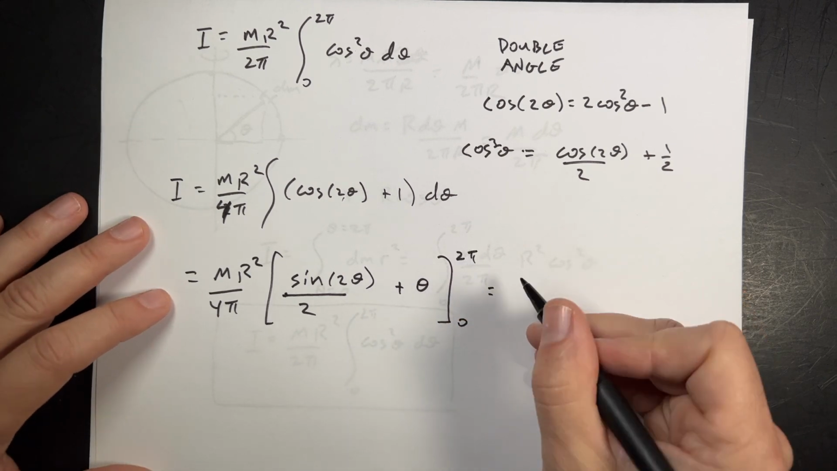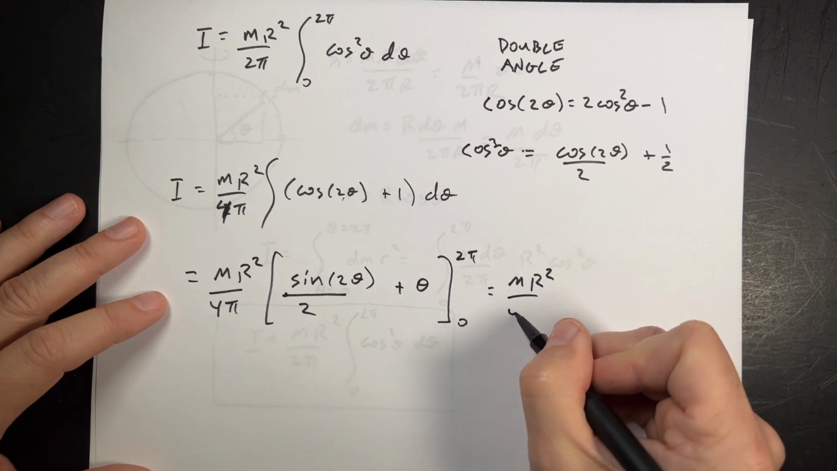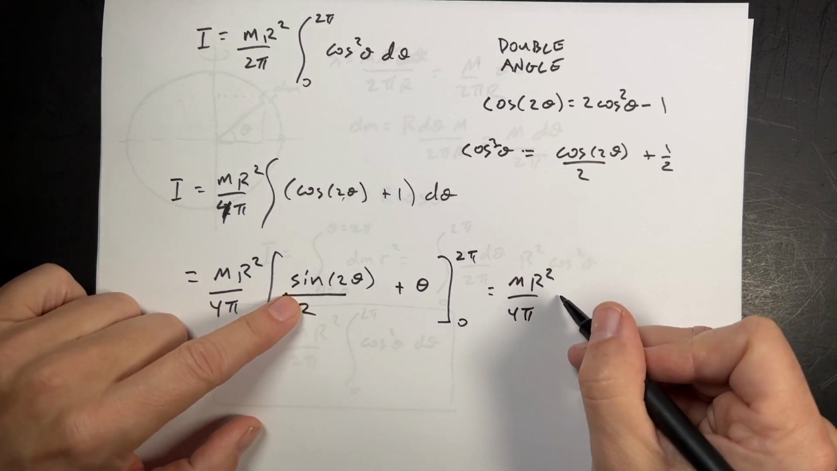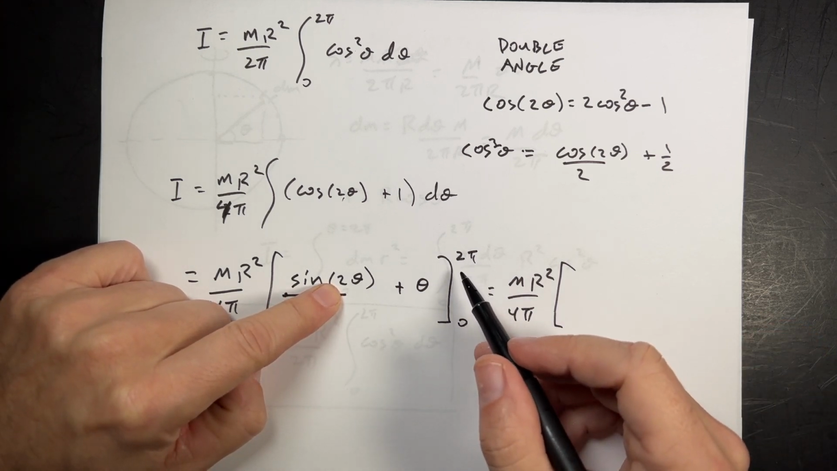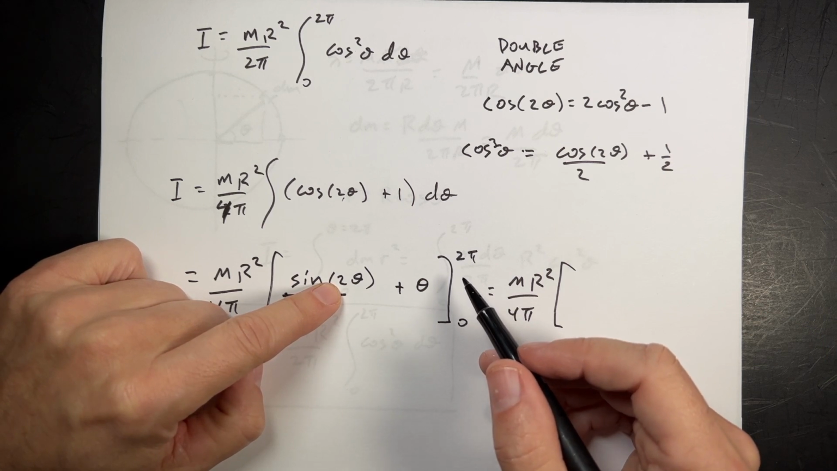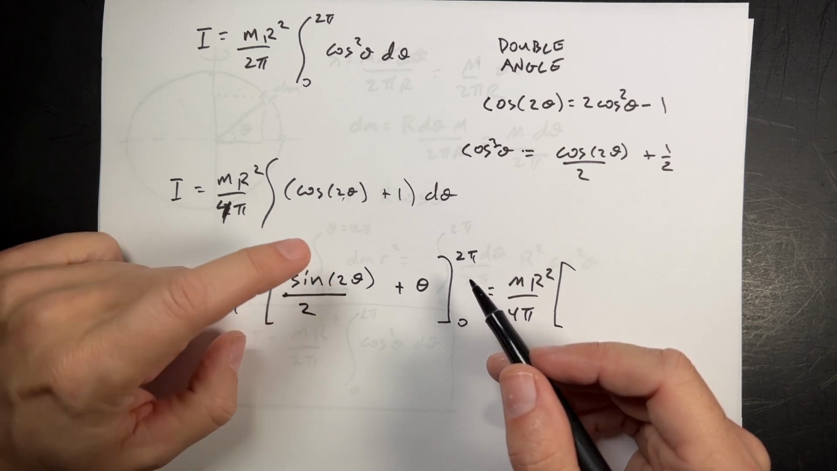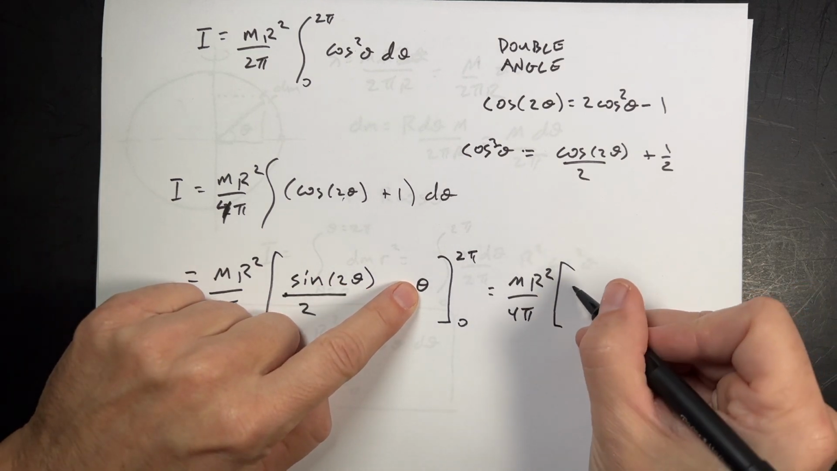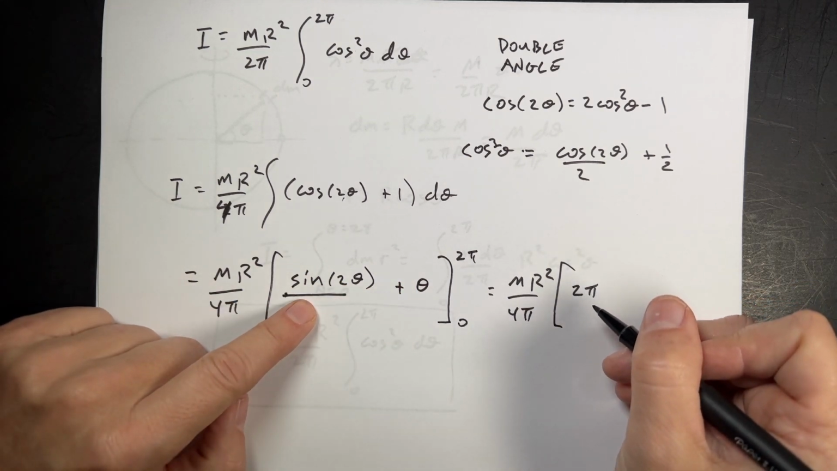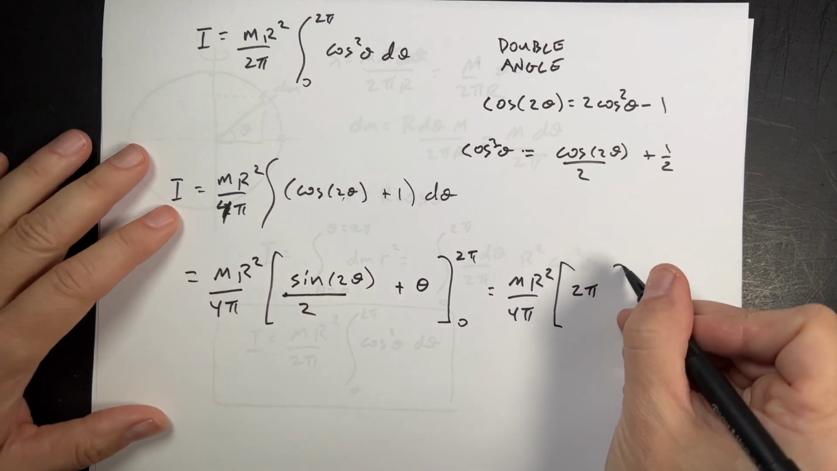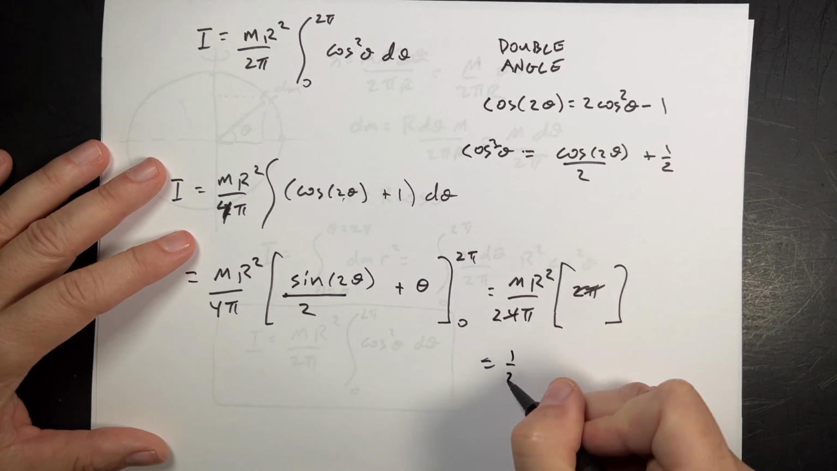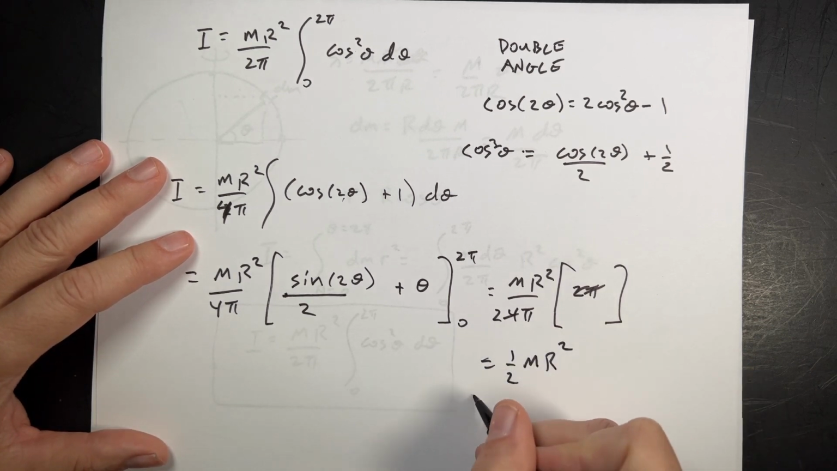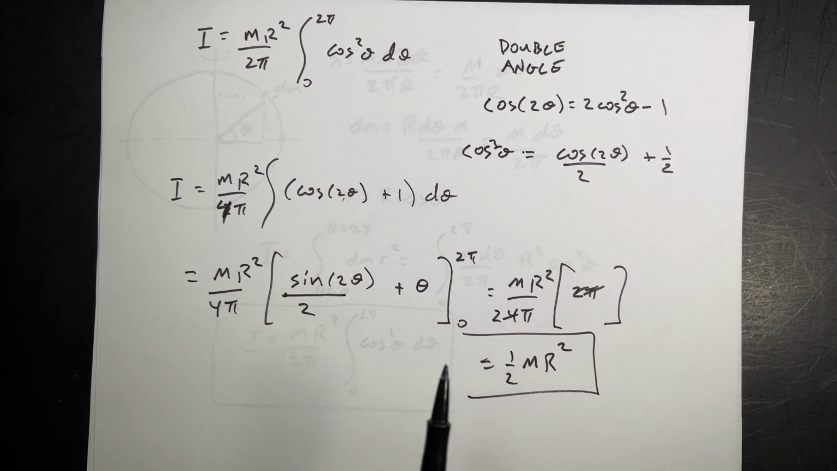So let's do that. It's going to be m r squared over 4 pi times, so the sine of 4 pi, right? The sine of 4 pi is the same as the sine of 2 pi, which is the same as the sine of 0, which is 0. So that term's 0. And then this term I get 2 pi, and then minus sine of 0, which is 0, plus 0. So that's it. Now the pi's cancel, and I get 1/2 m r squared. And that's my moment of inertia for a hoop rotated about an axis through the center, but in the plane of that.